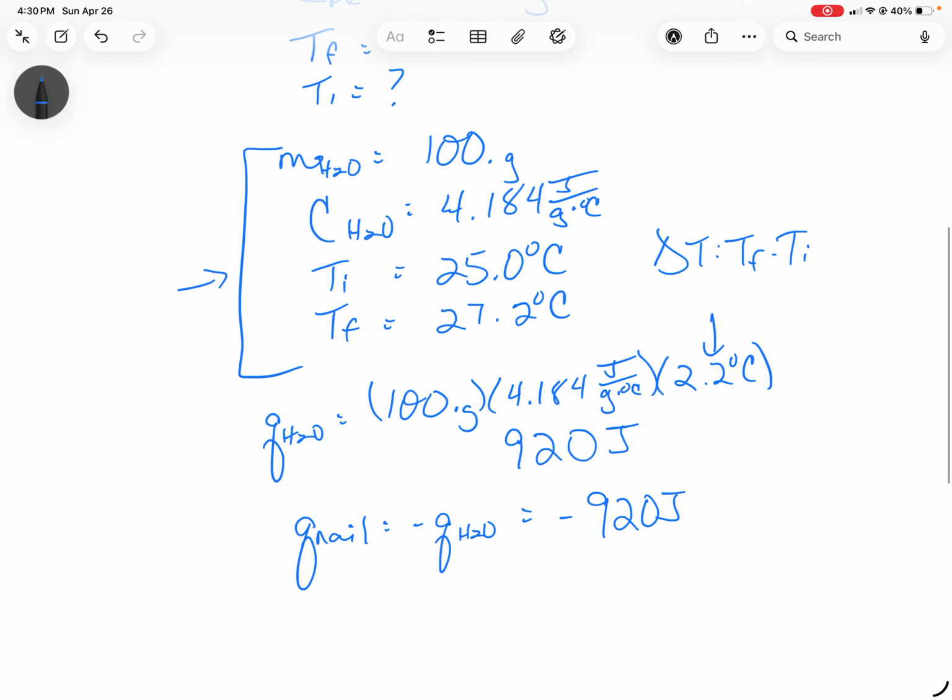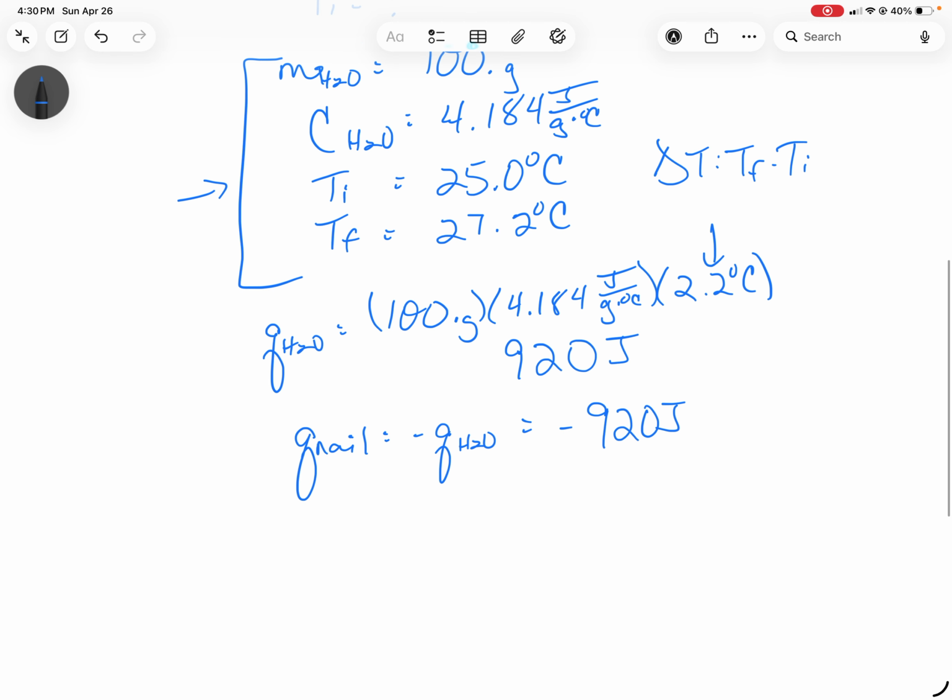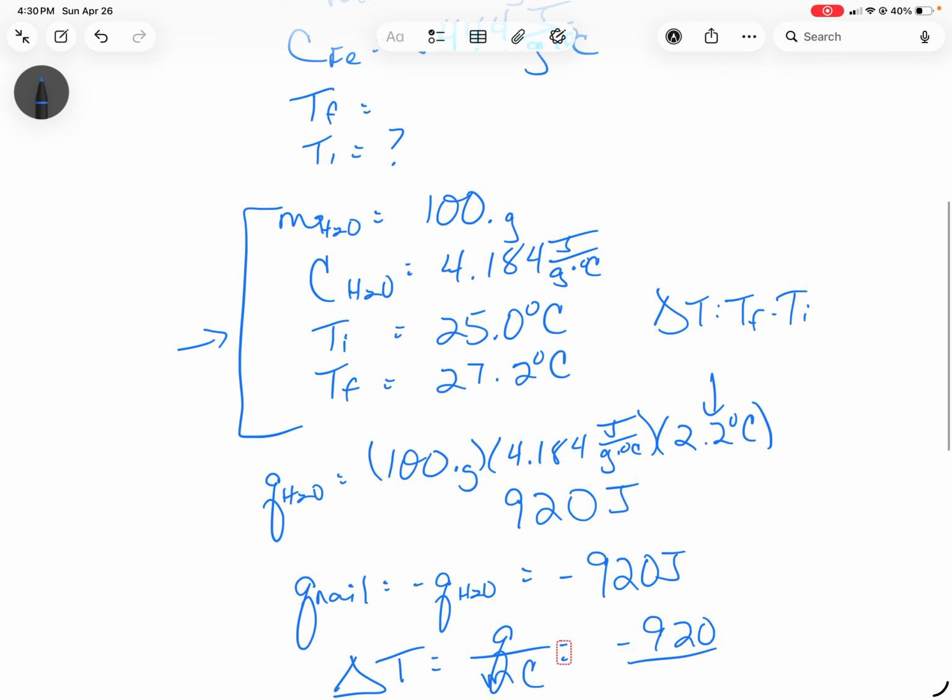Okay, now what I'm trying to solve for with the nail is its initial temperature. I could set up the algebra to go straight to initial temperature. I think that's harder than it needs to be and puts you in a situation where you're more likely to have algebraic mistakes. So I am going to solve first for delta T. Delta T is Q over MC. So negative 920 divided by the mass of the nail we had said was 2.2 grams.